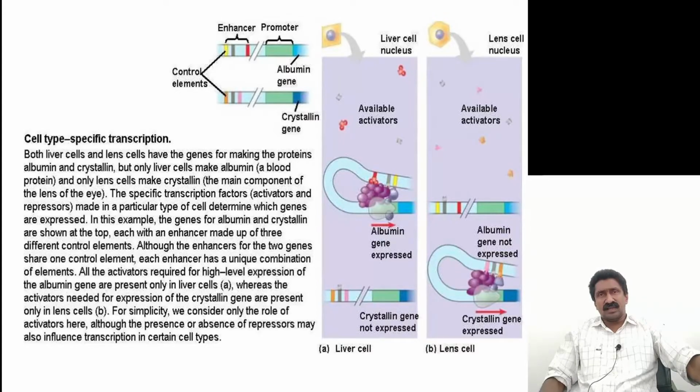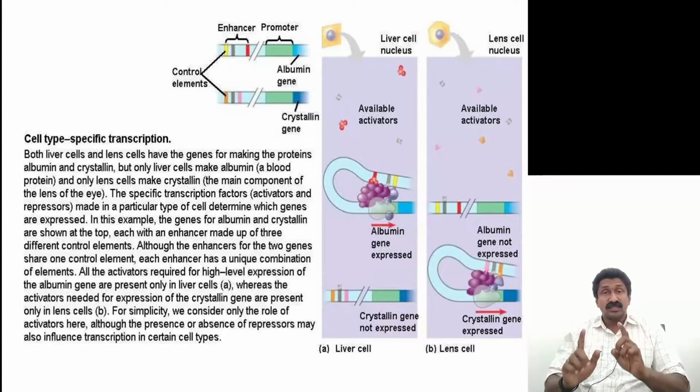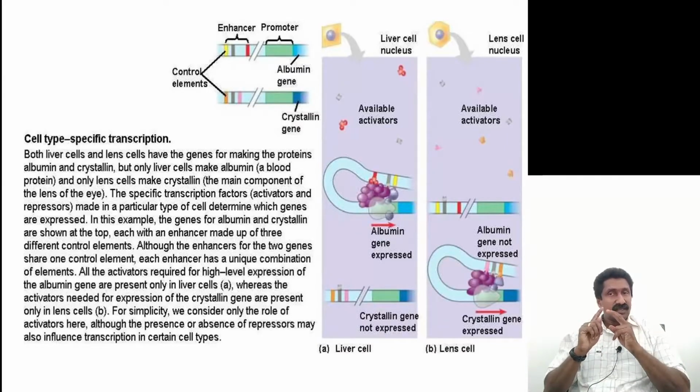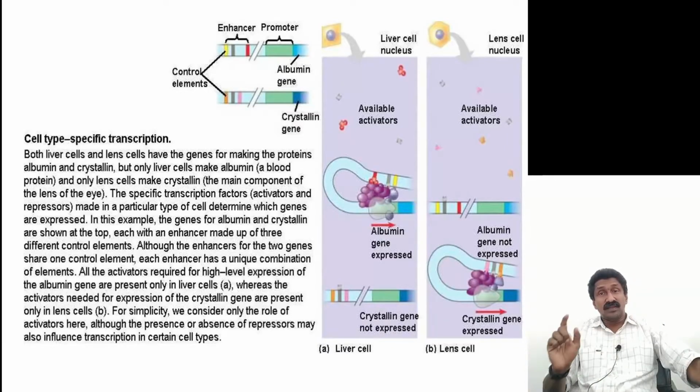And here we have the promoter for both, and this is the gene. Both liver cells and lens cells have the genes for making the proteins albumin and crystallin. That means in both cells we have the same gene because it is the same organism, it contains the same genome. So both cells have both the genes. But only the liver cell makes albumin, a blood protein, and only the lens cell makes crystallin, the main component of the lens of the eye.